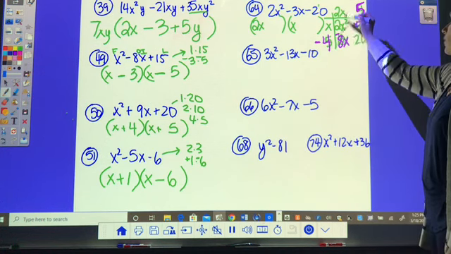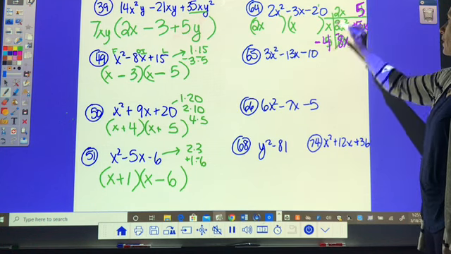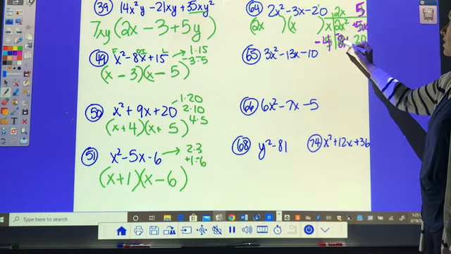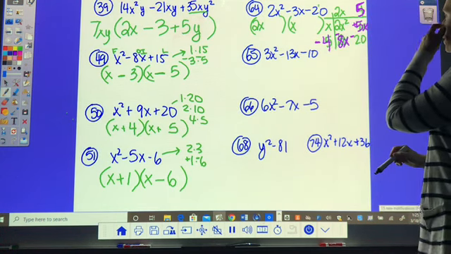The 2x squared we've not messed with, that's good. X times 5 is positive 5x. Negative 4 times 2x is negative 8x, and now we need to fix this. Negative 4 times 5 is negative 20, and this is what we want.